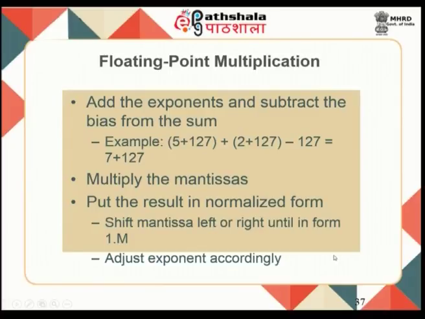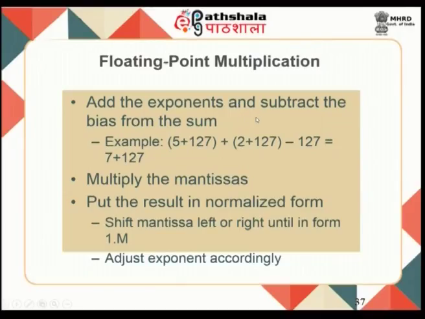So, we do not have to discuss subtraction, because addition or subtraction you can always handle depending upon the sign of the two numbers and depending upon which mantissa is larger and what operation is to be performed. You can always decide whether addition or subtraction is to be performed, and that can be done. So, the next floating point arithmetic operation that we discuss is multiplication.